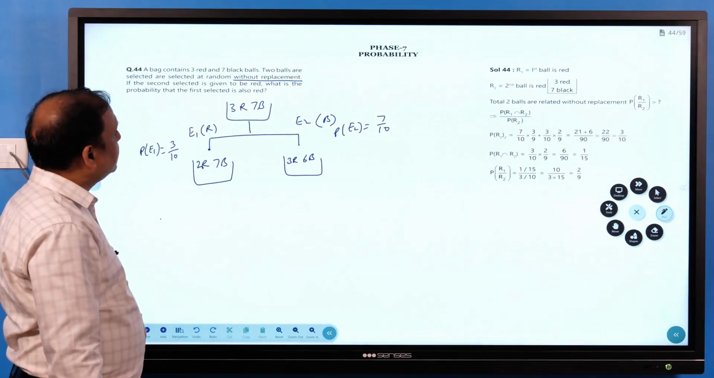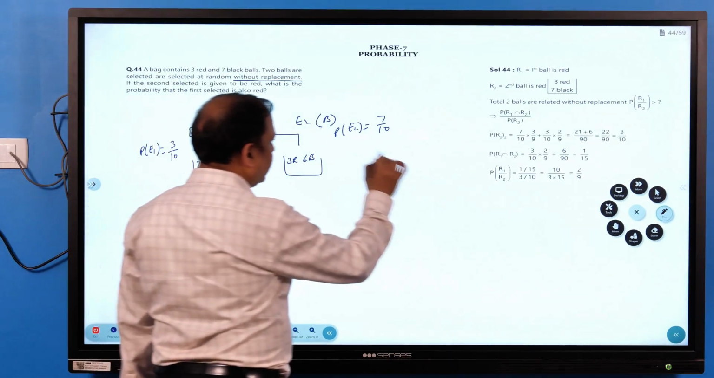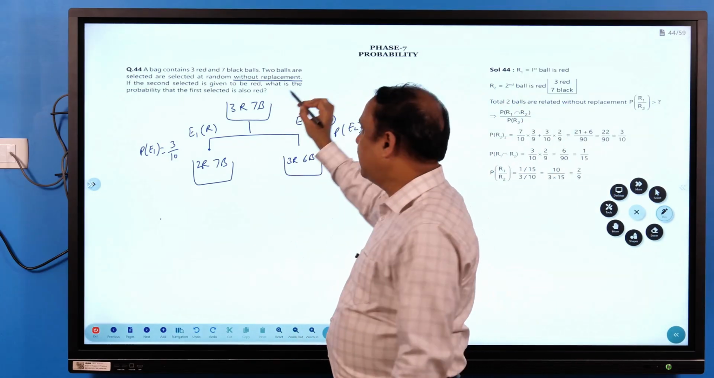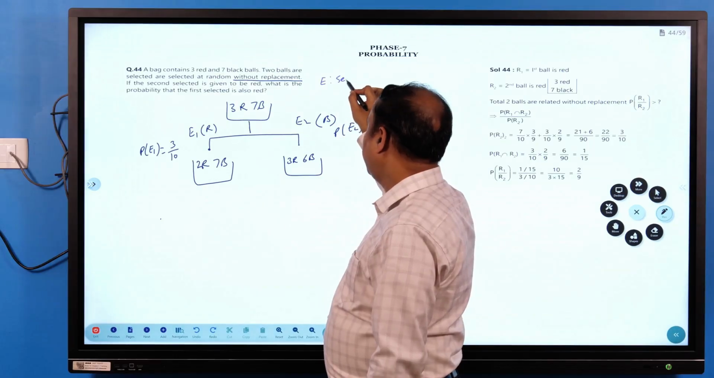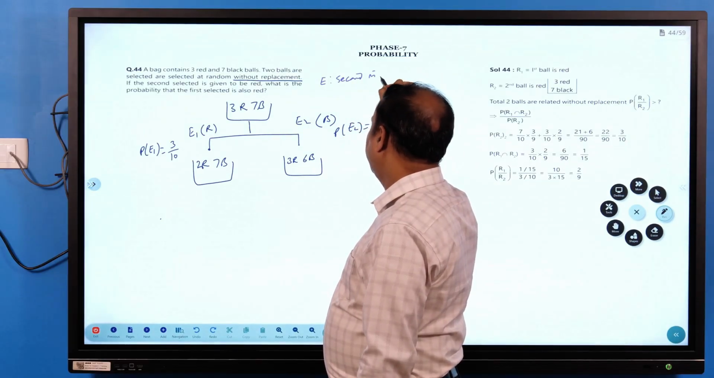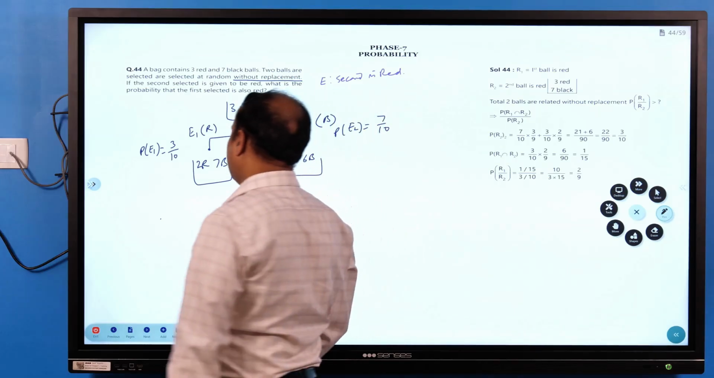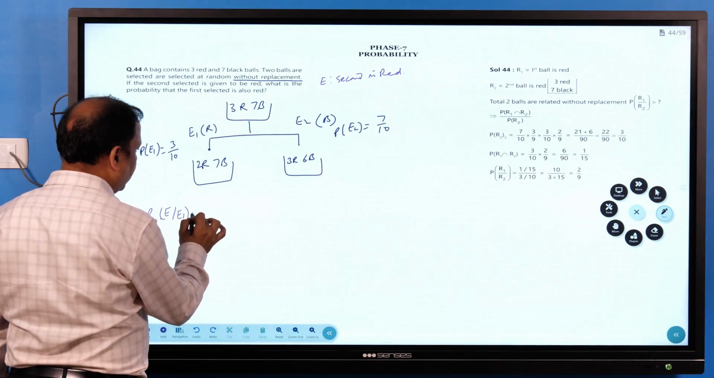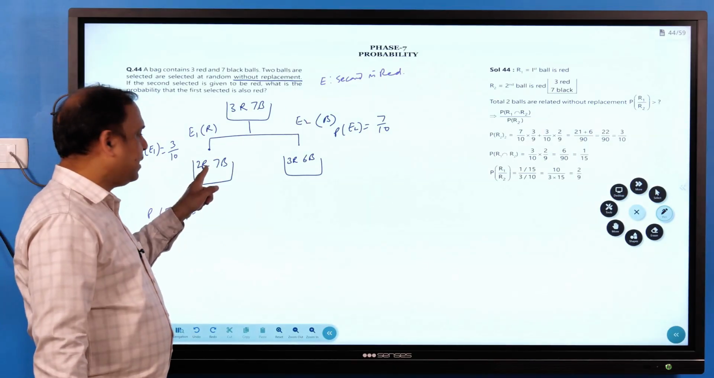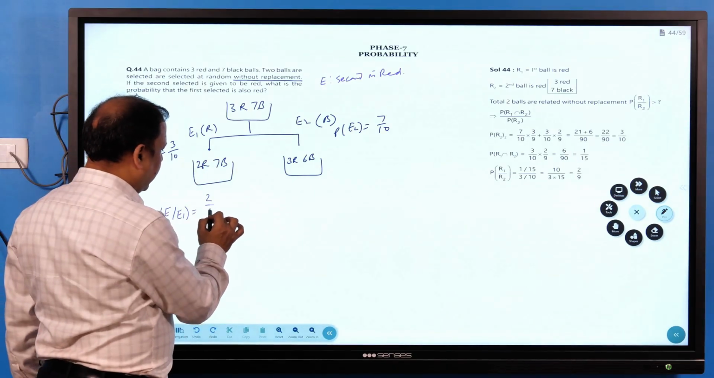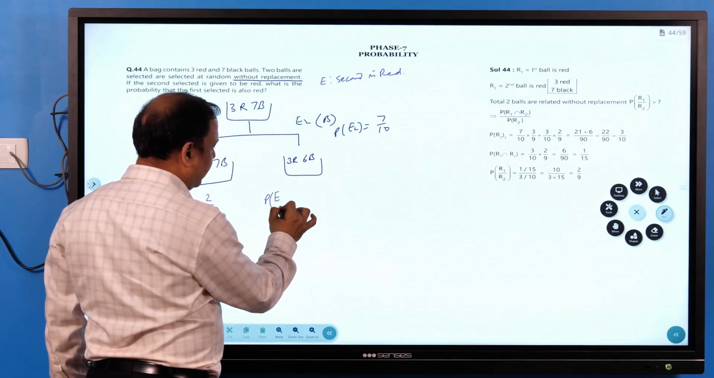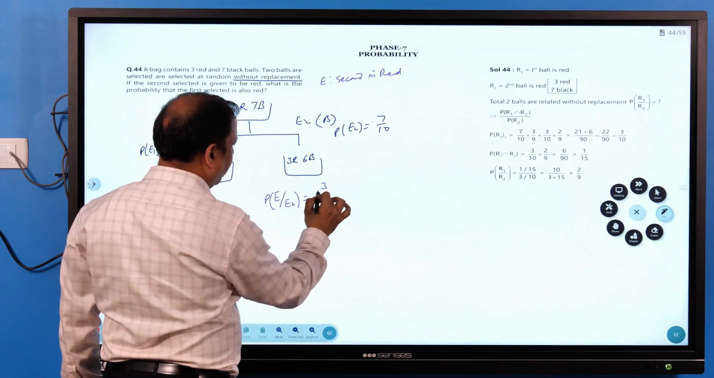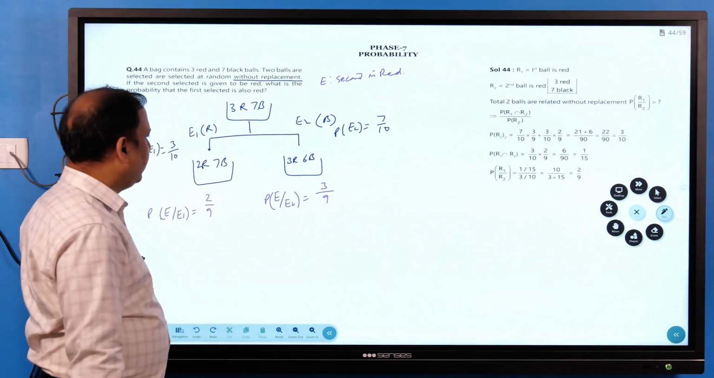If the second selected is given to be red, so E is the event that the second one is red. So the probability of E when E1 has happened, that means from this bag, the probability of drawing a second red, will be 2 upon 9. The probability of getting red if E2 has happened, that means the first one is black, is 3 upon 9.